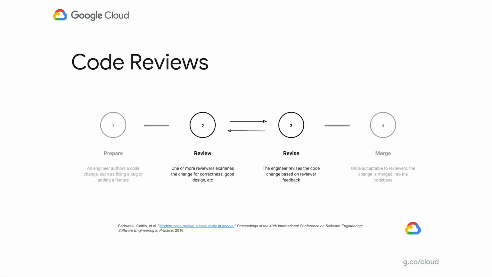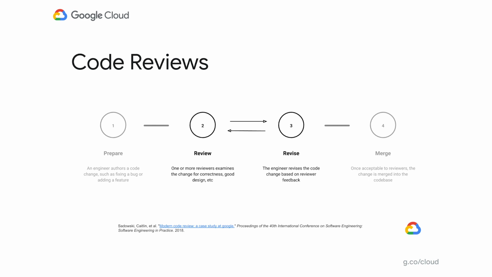I'm Emerson Murphy-Hill, a research scientist at Google. And I'm Carolyn Egelman, a quantitative user experience researcher at Google. We're a research team inside of Google that's dedicated to advancing understanding of diversity and inclusion challenges that are facing software developers. So when we think about code reviews at Google, we think about a process that looks something like this.